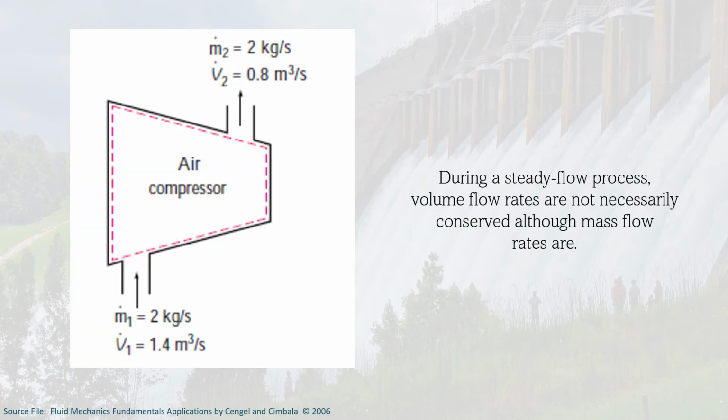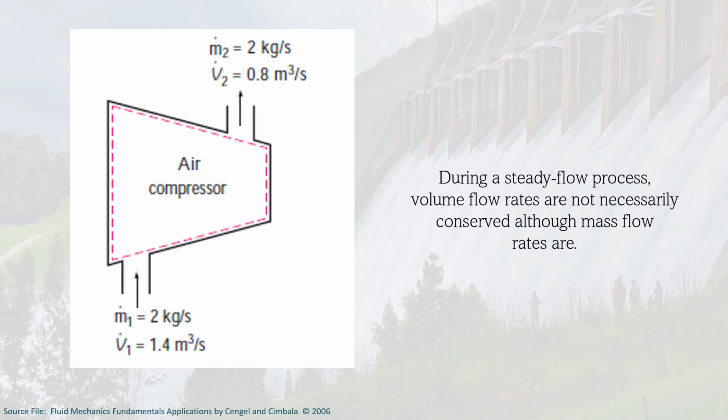It should always be kept in mind that there is no such thing as a conservation of volume principle. Therefore, the volume flow rates into and out of a steady flow device may be different. As you can see here, the volume flow rate is different: 1.4 at the entrance of this air compressor and 0.8 cubic meters per second at the exit. However, since mass is conserved, the mass at the inlet and the outlet would be the same. That's why conservation of mass is a check, while conservation of volume does not exist. This is due to the higher density of air at the compressor exit.